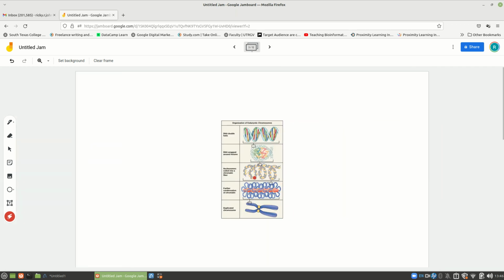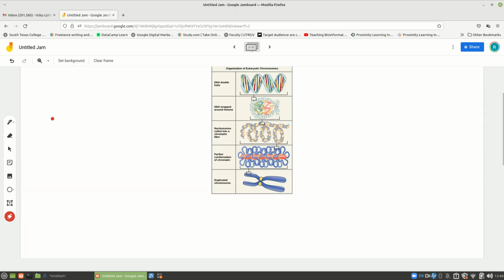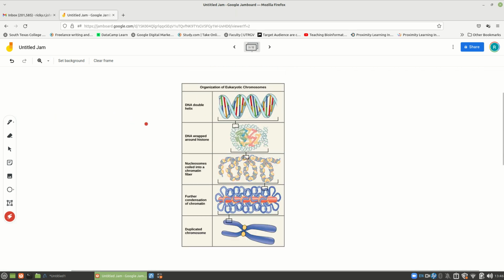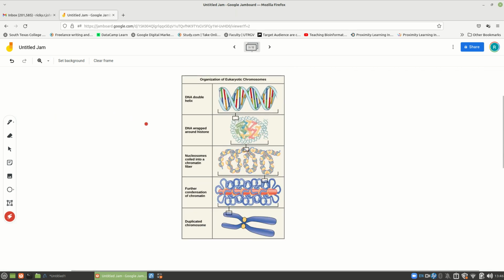All right, so the first thing we need to look at is we need to review, let me zoom in here a little, on the DNA and how it forms chromosomes. Now realize this is something that is unique to eukaryotes, and this is one of the methods that we use to regulate genes. It's the structure of the chromosome. How is the chromosome structured?